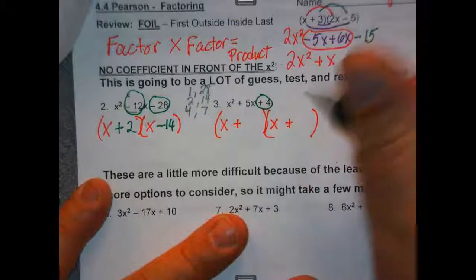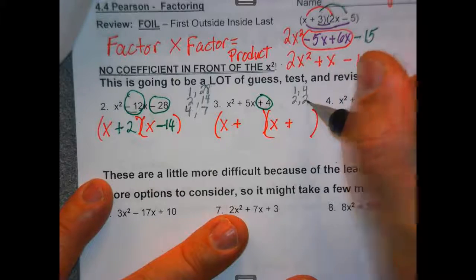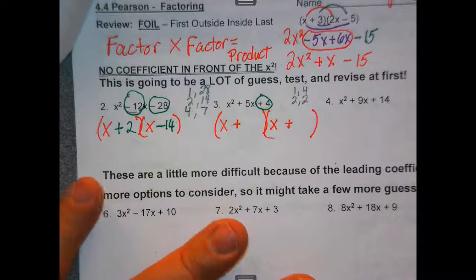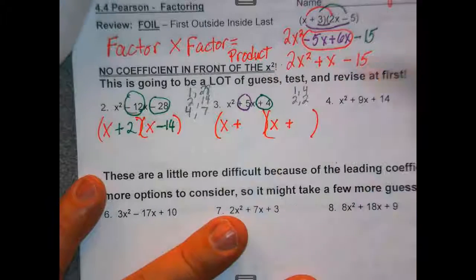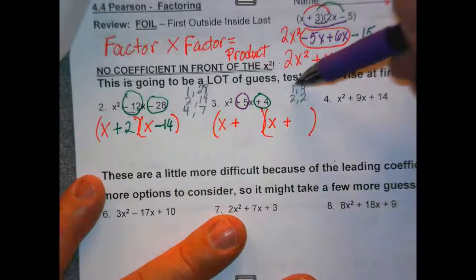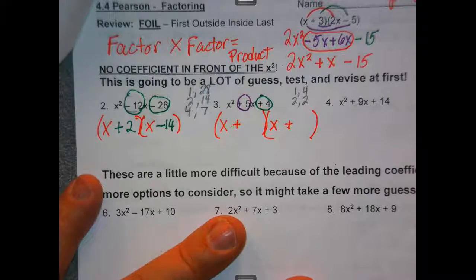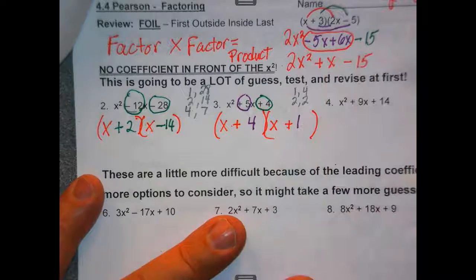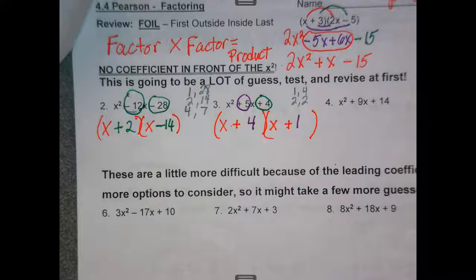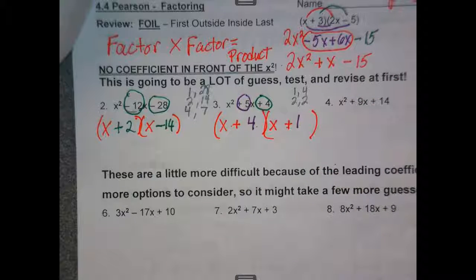Factors of 4: 1 and 4, 2 and 2. Now, my b is positive 5. So which one of these is going to add up to 5? Yeah, 4 and 1, right? There's my factors. You can put the 1 there and the 4 there. It doesn't matter with this one.